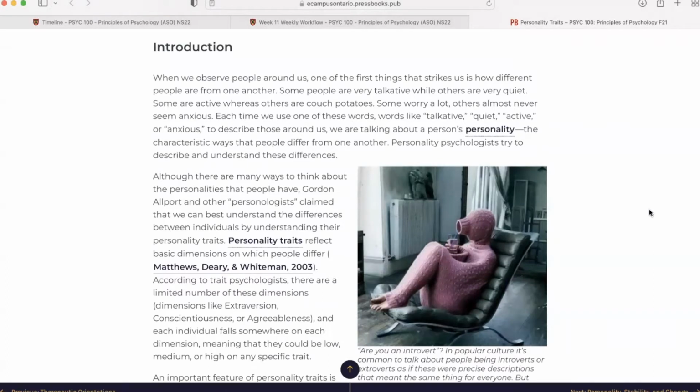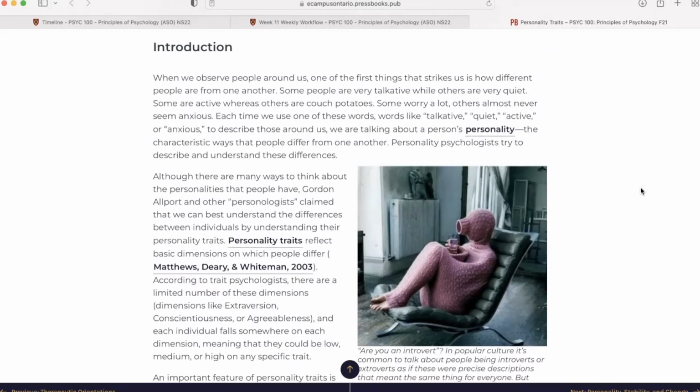Introduction. When we observe people around us, one of the first things that strikes us is how different people are from one another. Some people are very talkative while others are very quiet. Some are active, whereas others are couch potatoes. Some worry a lot. Others almost never seem anxious. Each time we use one of these words like talkative, quiet, active, or anxious to describe those around us, we are talking about a person's personality, the characteristic ways that people differ from one another.